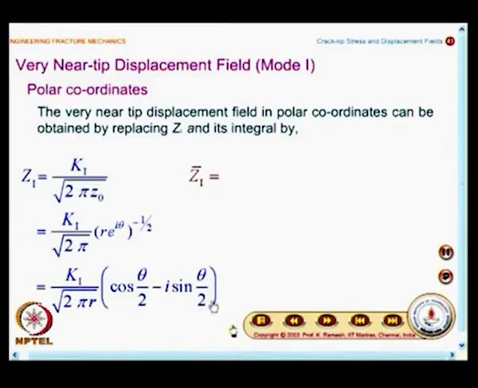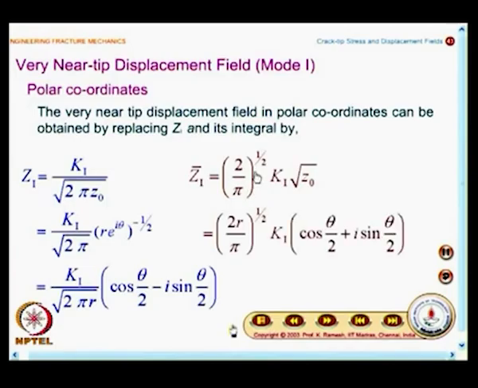While developing the stress field equation, you had come across this simplification. In the stress field equation, we were worrying about Z1 and Z1 prime, and here we are going to worry about Z1 and Z1 bar. So, I have this expression. When I have to find out what is Z1 bar, that is nothing but (2 by pi) whole power half K1 root of z naught, and this could be written as 2 r power half divided by pi into K1 into [cos theta by 2 plus i sin theta by 2].